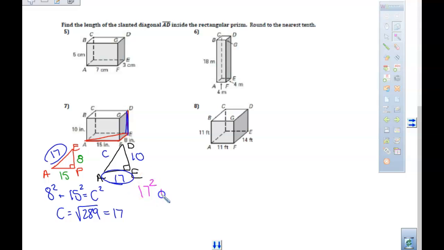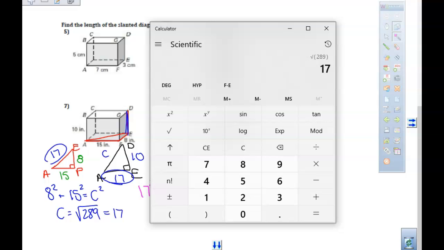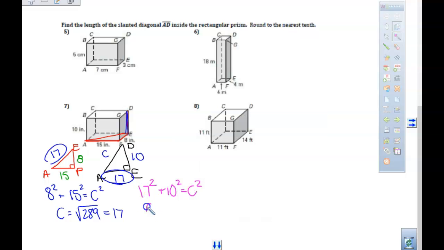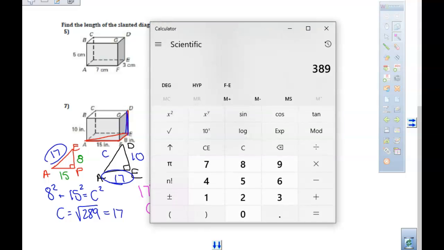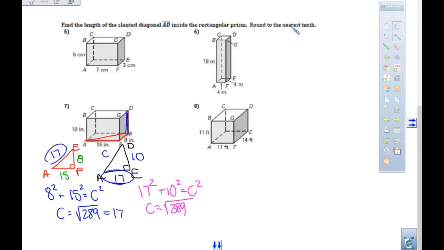In this one, we're going to go 17 squared plus 10 squared equals C squared. Again, use your calculator. 17 squared plus 10 squared, or plus 100, gives us 389. So C is equal to the square root of 389. What does C equal? I'm going to take the square root of 389 and put it on my calculator. 19.7 is my final answer. So what is the length from A to D? AD is equal to 19.7, in this case inches.